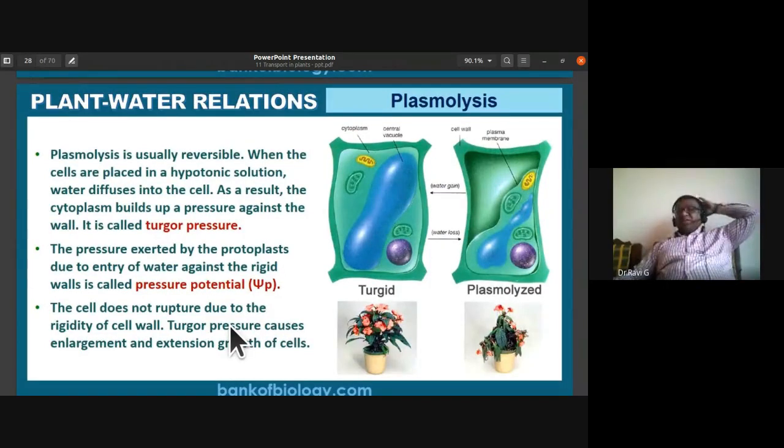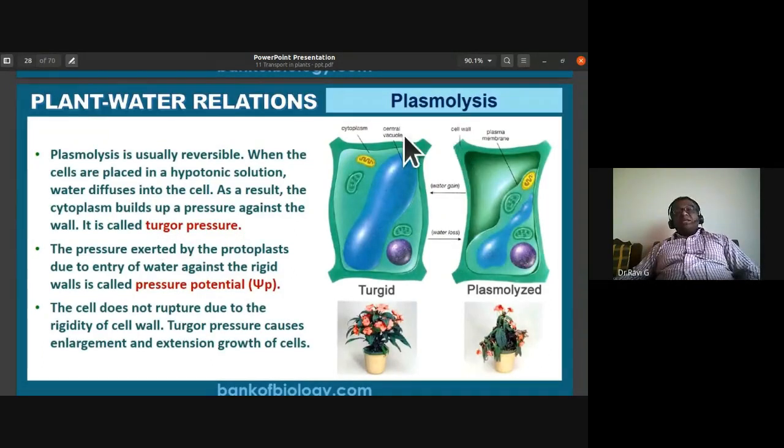Plasmolysis is reversible. How can you reverse it? Place the cell in pure water or hypotonic solution. When you place a plasmolysed cell in pure water or hypotonic solution, it becomes a normal cell. So plasmolysis is usually reversible, and we can deplasmolyze by placing the cell in a hypotonic solution or pure water. As a result, the cytoplasm builds up a pressure against the wall. It is called turgor pressure.